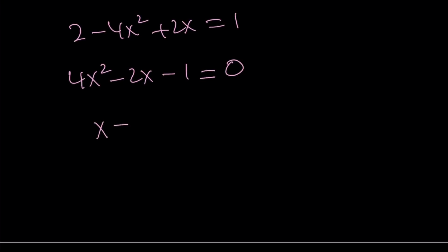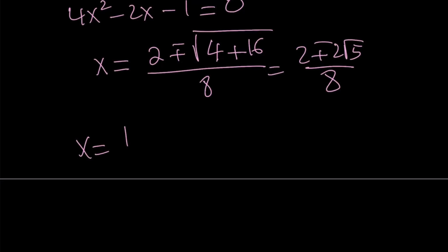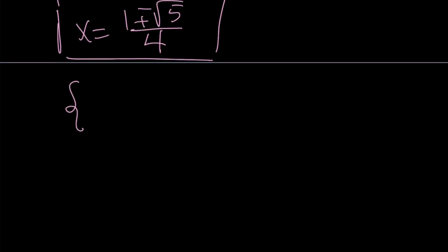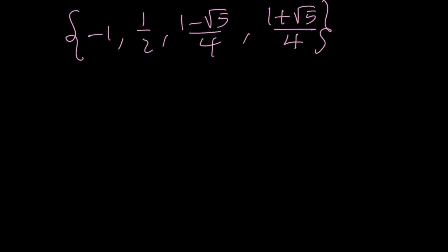Let's go ahead and use the quadratic formula one more time. Negative b plus or minus the square root of b squared minus, that's going to turn into a plus, 4 times 4 is going to be 16. And divided by 2 times 4, which is 8. This gives us 2 plus or minus the square root of 4 plus 16, which is 20. Square root of 20 is 2 root 5. And if you simplify this, you're going to get 1 plus or minus root 5 over 4 as before. So we're going to have 4 solutions. Let's go ahead and list them. So our solutions are going to be negative 1, 1/2, 1 minus root 5 over 4, and 1 plus root 5 over 4. And this brings us to the end of this video.